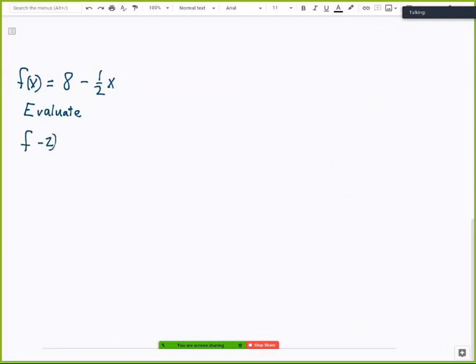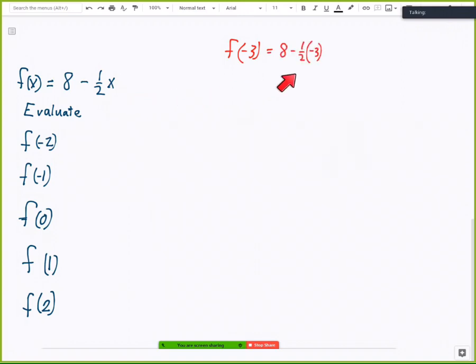We have a function. I just arbitrarily picked a random function, 8 minus 1/2 x, and suppose I wanted to evaluate f of negative 2, f of negative 1, f of 0, f of 1, and f of 2. Remember, this is not multiplication here. What we're doing is we're saying, what is the value of the function when x is negative 2? You see the x is replaced with negative 2. So to evaluate, just as it says, I'm going to replace the x with negative 2 and see what the value of the function turns out to be.